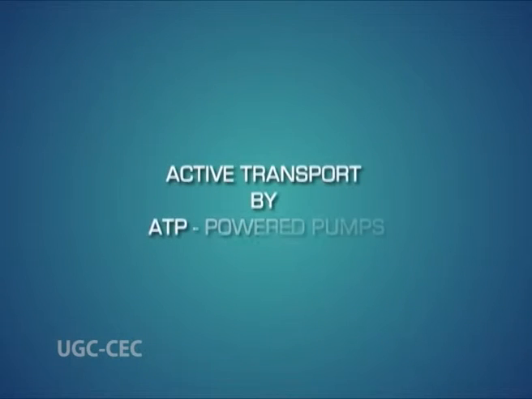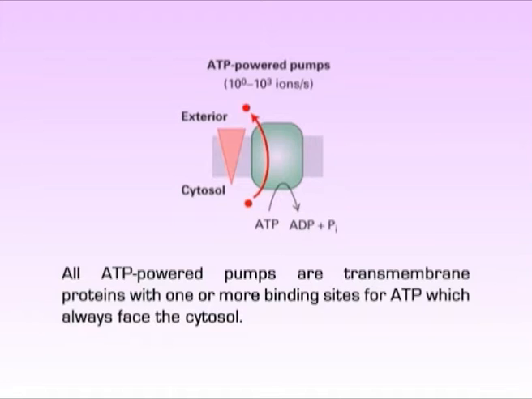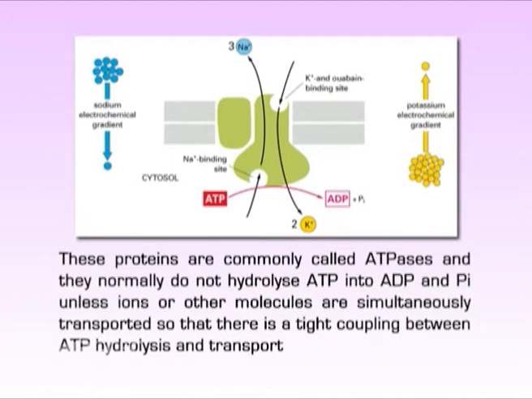Now let's look at active transport by ATP powered pumps. ATP powered pumps use the energy of hydrolysis of ATP to transport ions and small molecules across membranes against their concentration gradient. All ATP powered pumps are transmembrane proteins with one or more binding sites for ATP, which always face the cytosol. These proteins are commonly called ATPases, and they normally do not hydrolyze ATP into ADP and phosphate unless ions or other molecules are simultaneously transported, so that there is a tight coupling between ATP hydrolysis and transport.